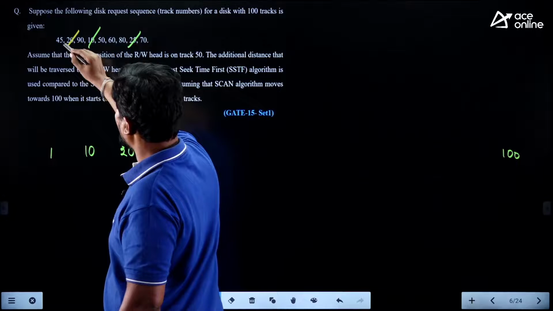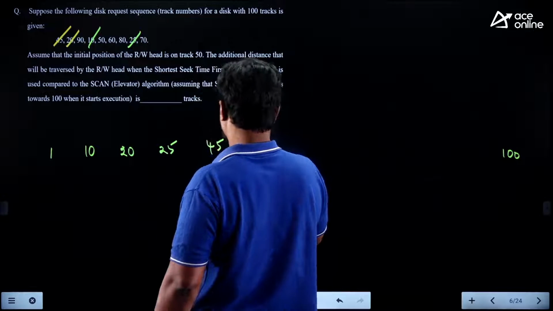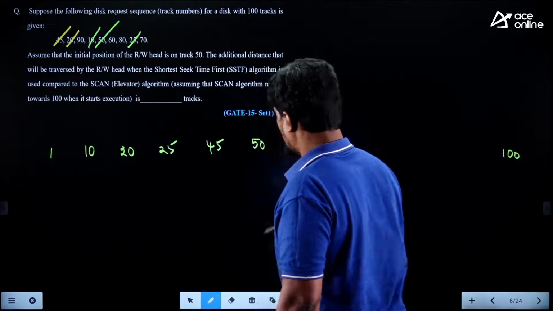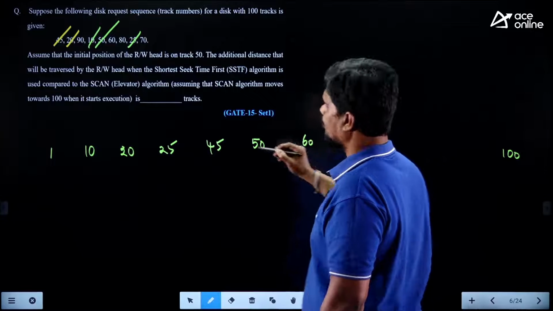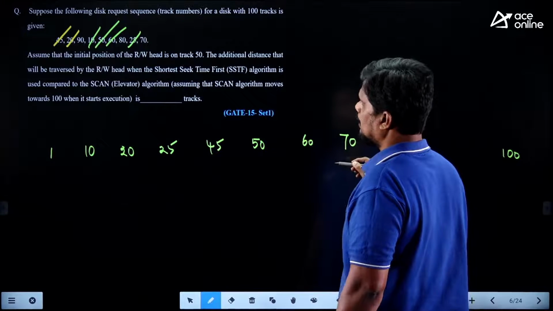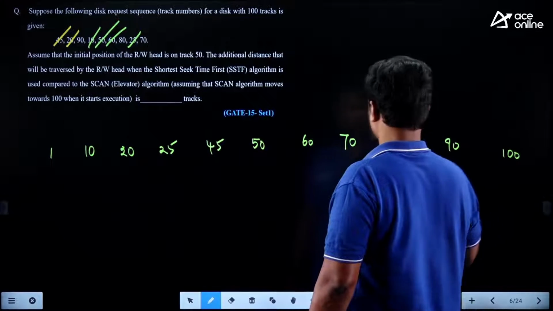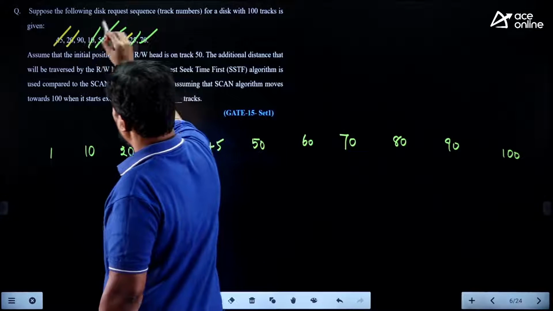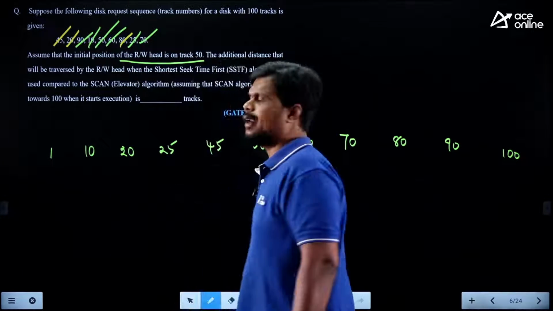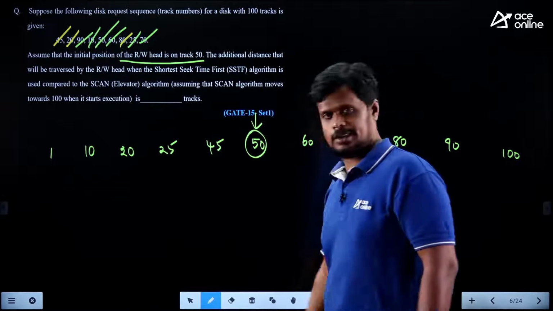and then we are having 45. After 45 we have 50, and then we have 60, and then we have 70. After that we have 80, and then 90. And it is clearly mentioned that the initial position of the read write head is at 50. So it means here is the initial position of the read write head.